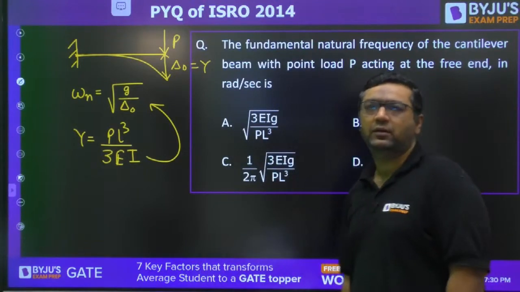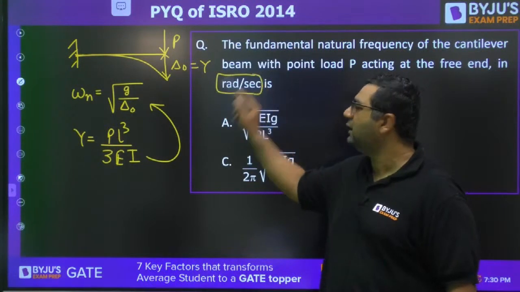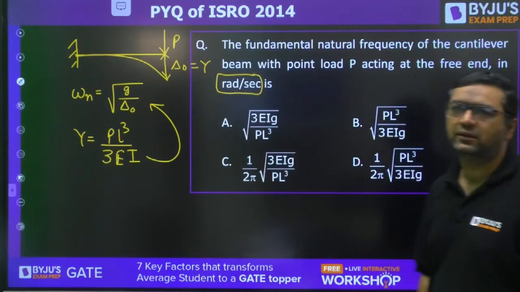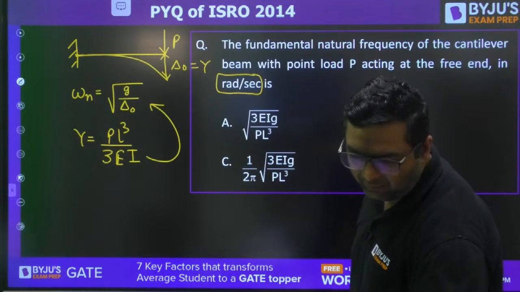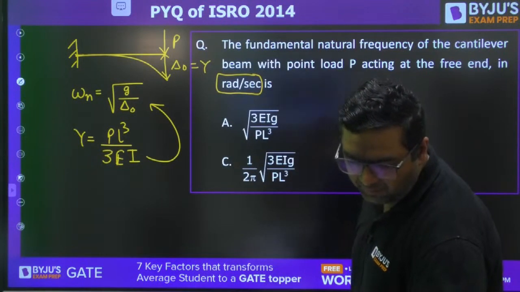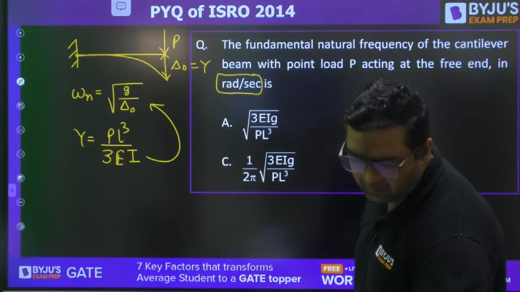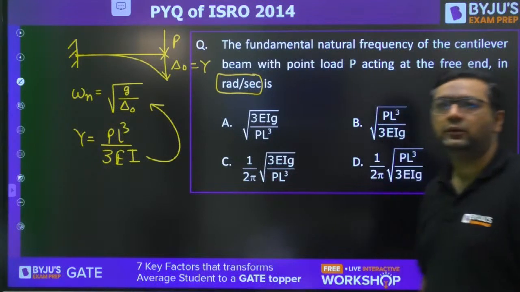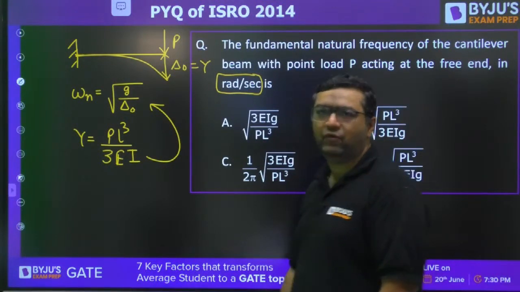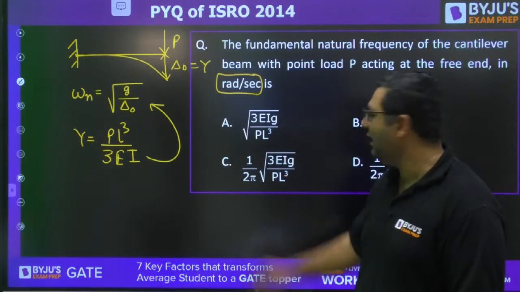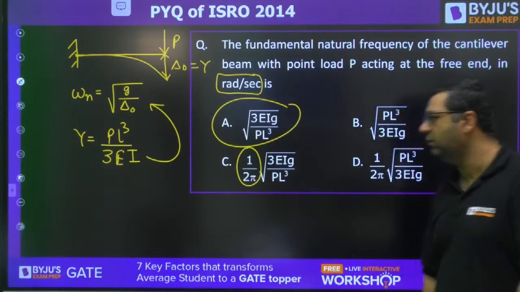Yes, Pajal word. Pajal word, the units are radian per second. You have given the answer in hertz. Just check it. The units are radian per second. Great. Okay, the answer will be A for this. A will be the answer, because 1 by 2 pi will not come, the rest of the thing will be the same.